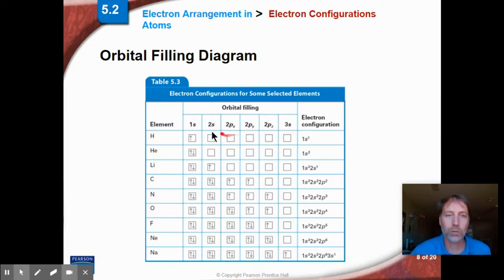Now remember, each one of these orbitals can only hold 2 electrons. Okay, so the most you'll ever see is 1s1 or 1s2. There'll never be a 1s3 or a 2s2, 2s3 or something like that. Okay, let's move on to helium.